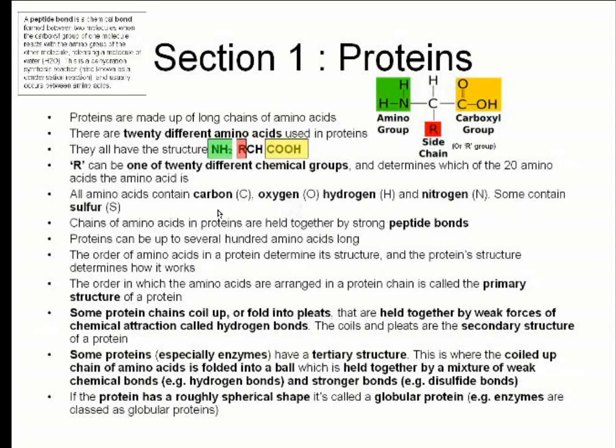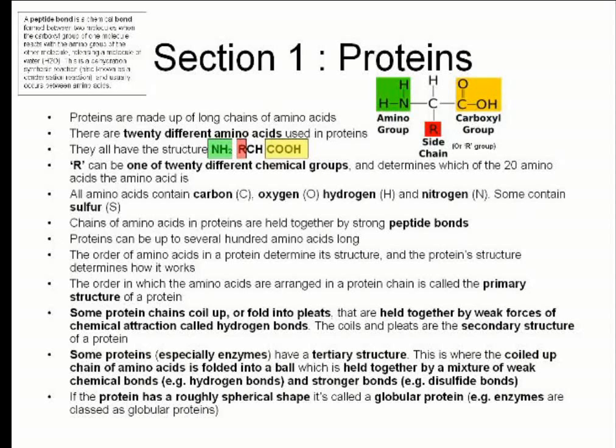Chains of amino acids in proteins are held together by strong peptide bonds. A peptide bond is a chemical bond formed between two molecules when the carboxyl group of one molecule reacts with the amino group of the other molecule, releasing a molecule of water, or H2O, and leaving the two molecules to be joined together.